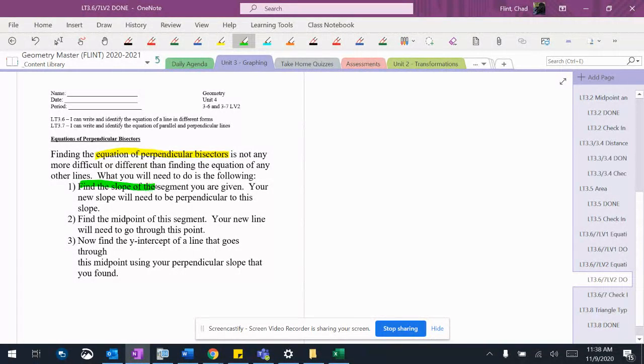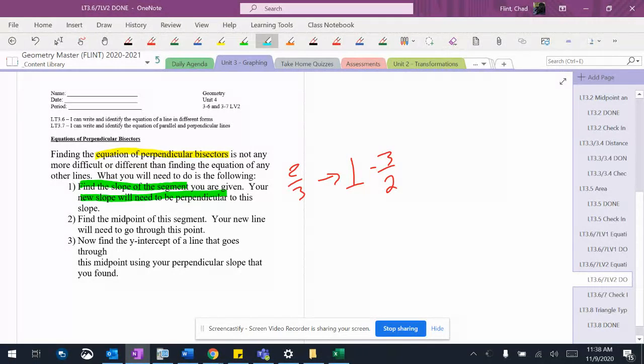So you will need to find the slope of the segment. Now, maybe it gives it to you. Maybe you have to do a little bit of work on a graph, all right, to find the slope and make sure that your new slope is going to be perpendicular. So let's say you calculated the slope and you got 2/3. That means you would need a perpendicular slope of -3/2. 3/2, not 3/3. -3/2. Make sure you're careful with that.